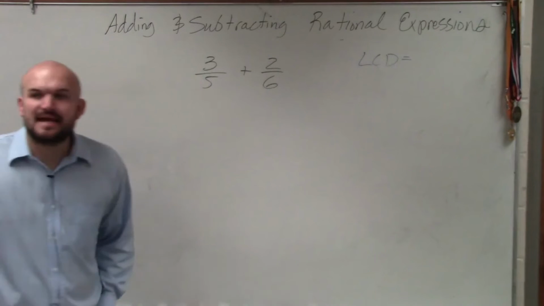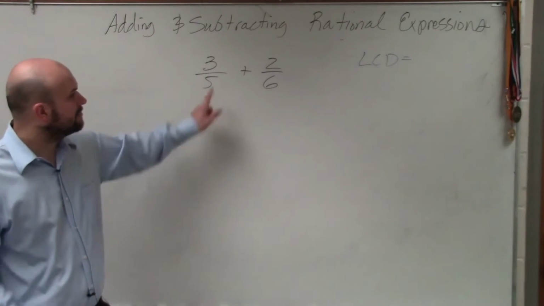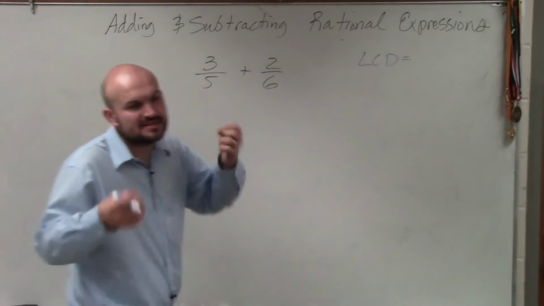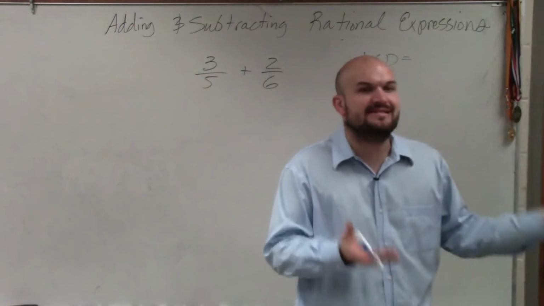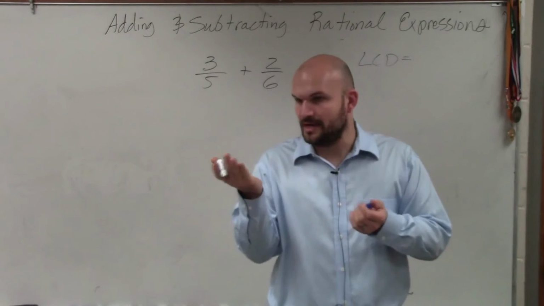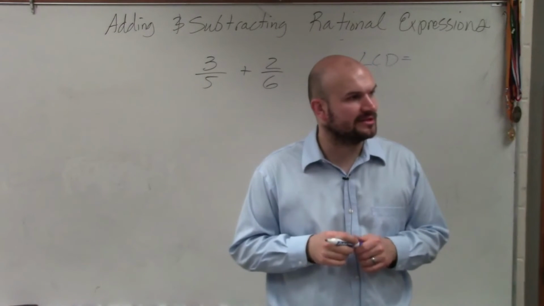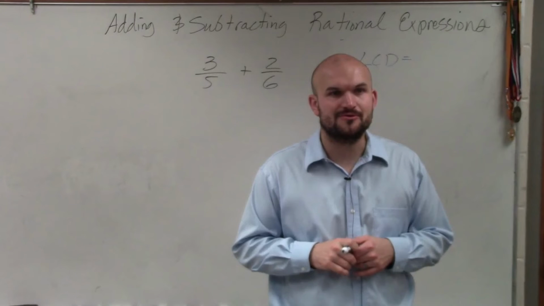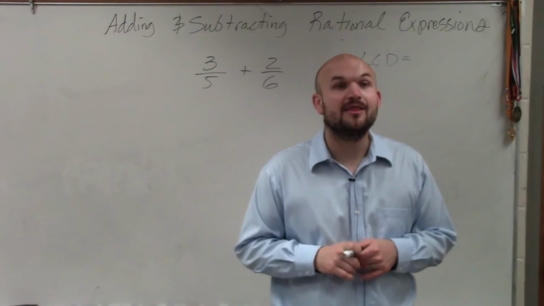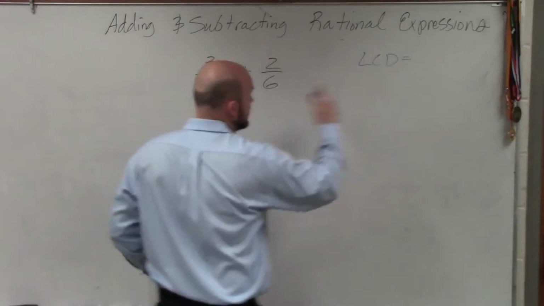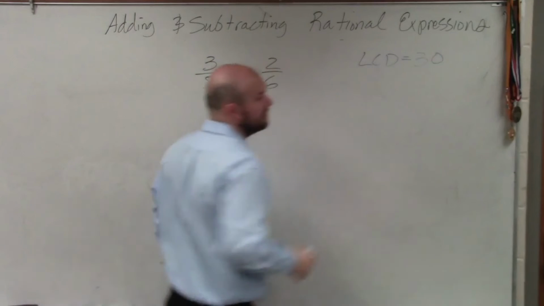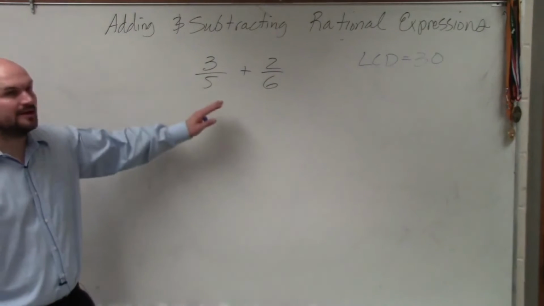Find the common denominator of 5 and 6. What that means is the smallest number that 5 and 6 divide into. Okay? So does anybody want to raise their hand and tell me what the LCD of 5 and 6 is? 30. Very good. So if it's 30, what we want to do is multiply.